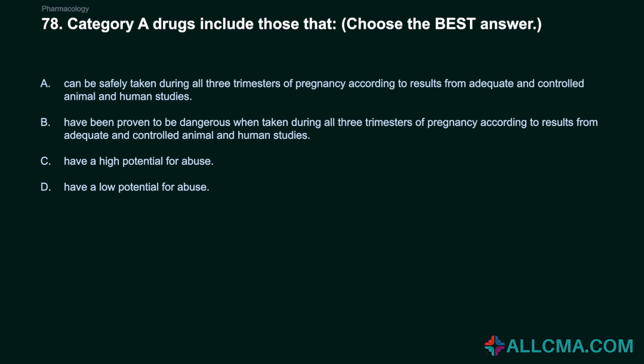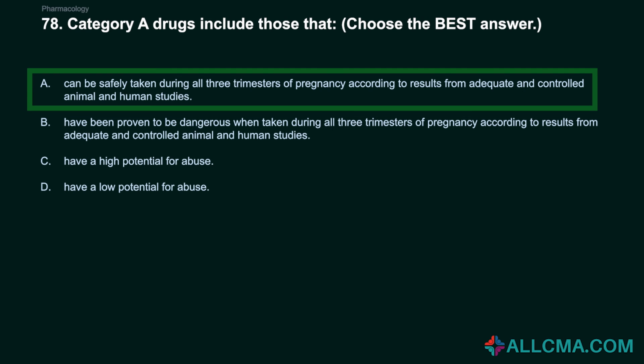78. Category A drugs include those that, choose the best answer. A. Can be safely taken during all 3 trimesters of pregnancy according to results from adequate and controlled animal and human studies. B. Have been proven to be dangerous when taken during all 3 trimesters of pregnancy according to results from adequate and controlled animal and human studies. C. Have a high potential for abuse. D. Have a low potential for abuse.